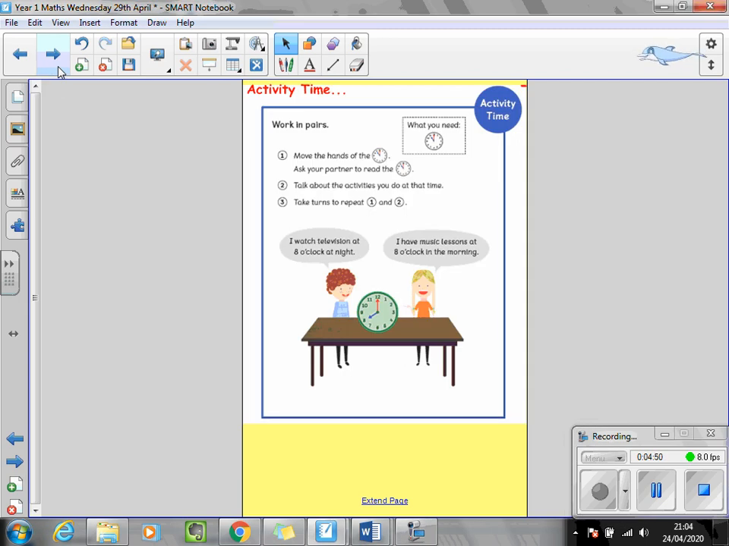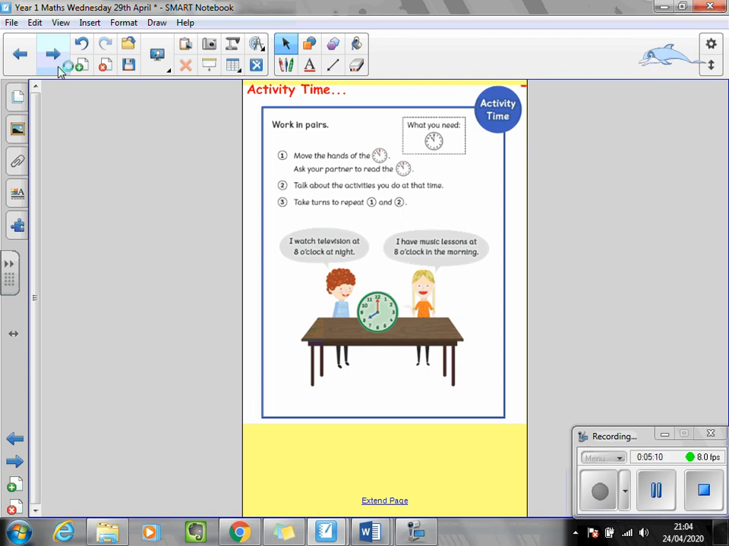Now it's time to play a game. You need a partner and your clock that you made on Monday. Using your clock, I want you to move the hands to make a time. Make sure it's an o'clock time. Can your partner tell you the time that you've made?